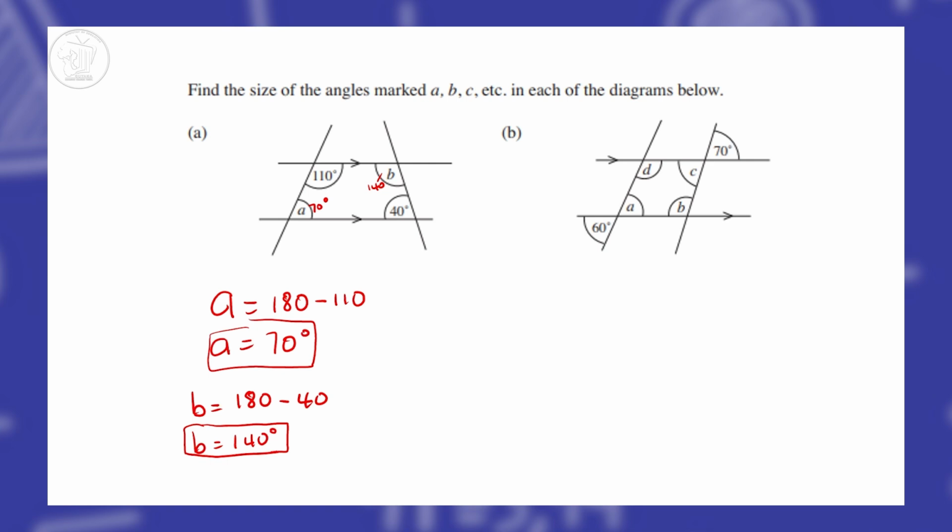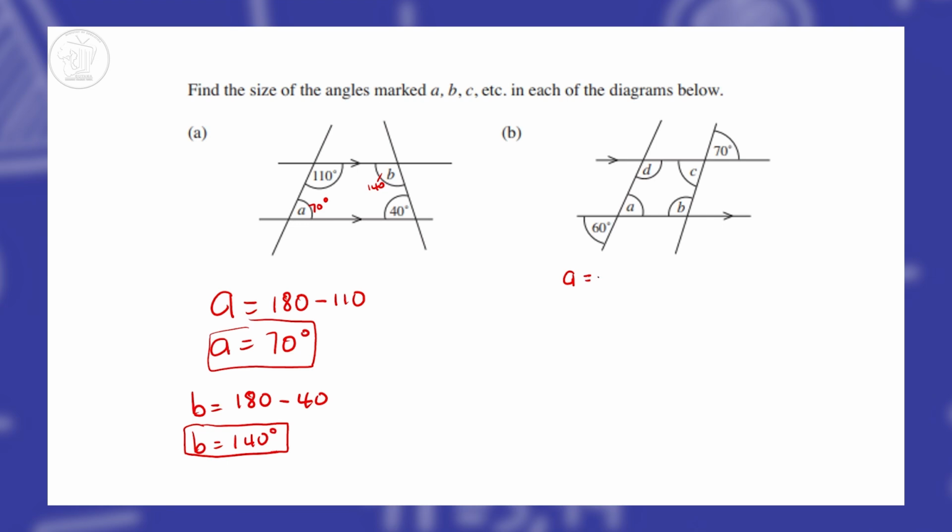Now let's look at another diagram. In the other diagram, we have some shapes and some lines. We have a parallel line here, and a transversal cutting here and here as well. They give us just this angle here. So let's use that knowledge to find all the angles. We have 60 degrees here and we have A. The first thing we want to do is find A.